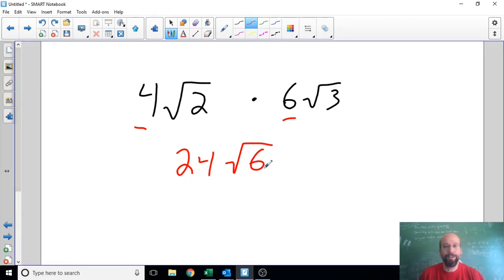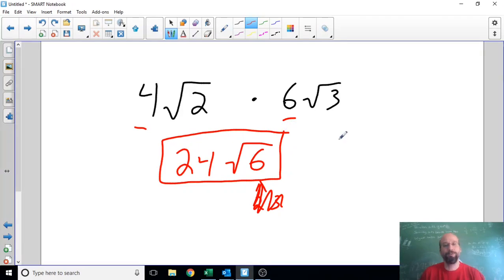And then let's see if we can break down the 6. Let's see, 2 and 3. That's it. These are both prime numbers. I can't go any simpler than this, and there's not a pair, so I can't do it. So my final answer is going to be 24 root 6.